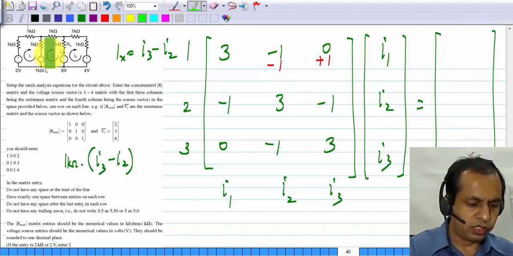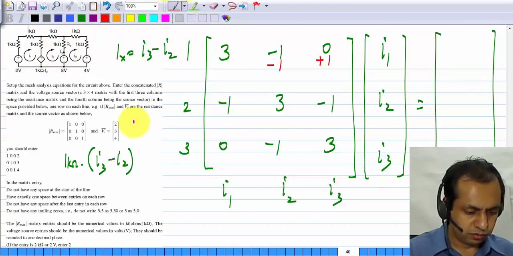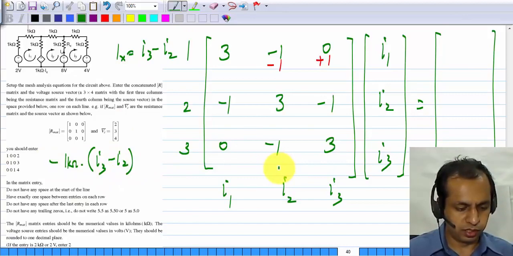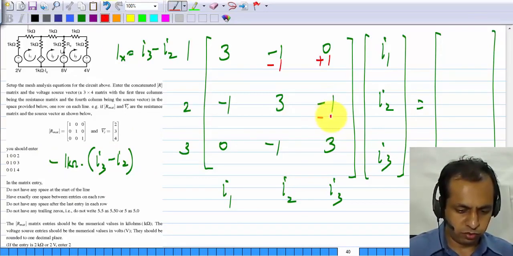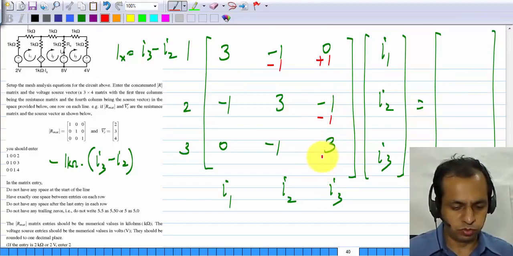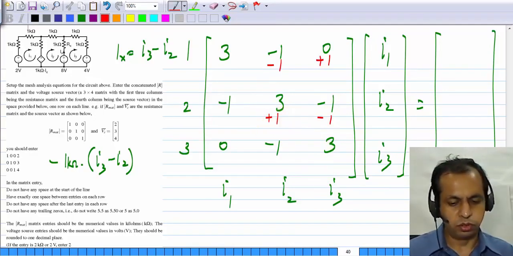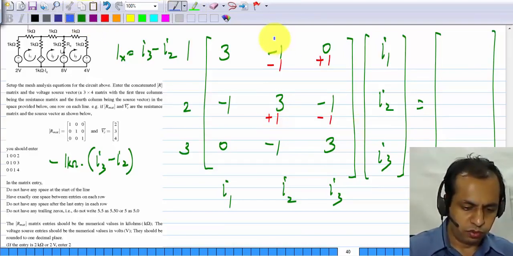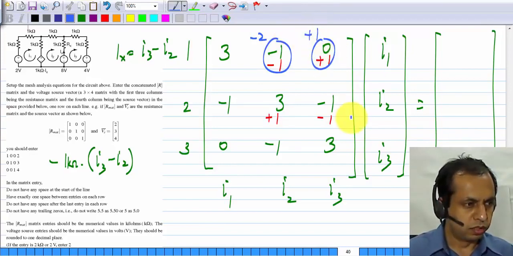Now this also adds to the second mesh. In the second mesh, the voltage drop is the negative of this. It's minus 1 kilo ohm times I3 minus I2. So in the second mesh, we have to add minus 1 to the coefficient of I3 and plus 1 to the coefficient of I2. If you combine these, you get minus 2 plus 1.